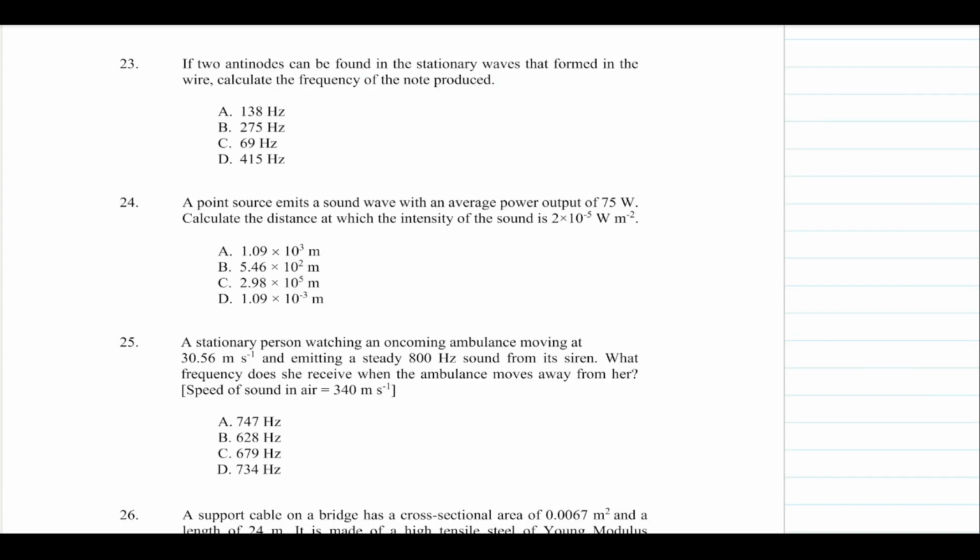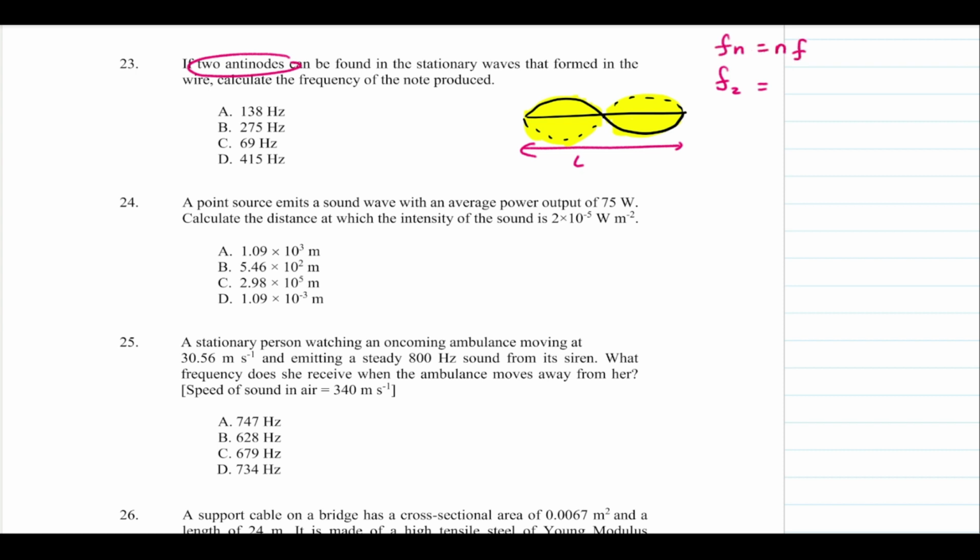And then question 23, if 2 antinodes can be found in the stationary wave that form in the wire, calculate the frequency produced. So soalan kata kalau 2 antinode. Okay, this is the fundamental pattern for fundamental mode. Kita ada 2 dorayaki dekat sini. Okay, so this is the length of the string. And for 2 antinodes means that this is second harmonics. Okay, so kita boleh guna formula Fn equal to N F1. Kan? Kita boleh guna yang tu.